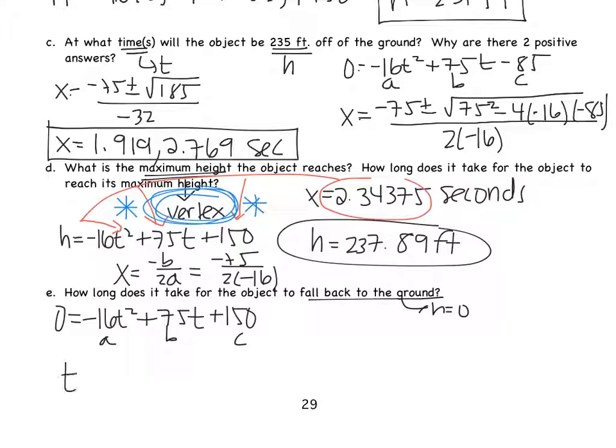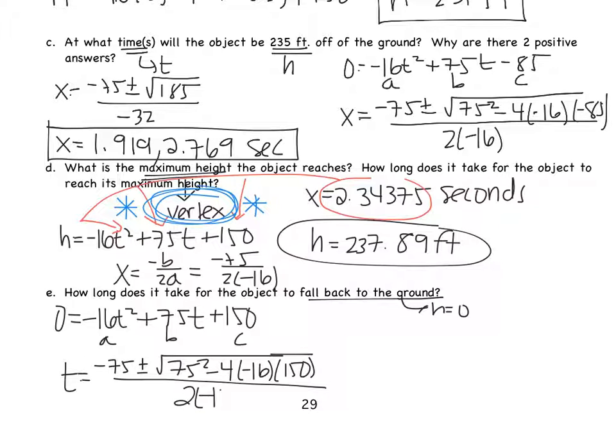So again, if we do the quadratic formula, we get opposite of b, so negative 75, plus or minus the square root of b squared minus 4 times a times c, all over 2a. So then what I would do if I were you is I would put the numbers underneath the square root in first and figure out what that is. When I did that, I got 15,225 to be underneath the square root.